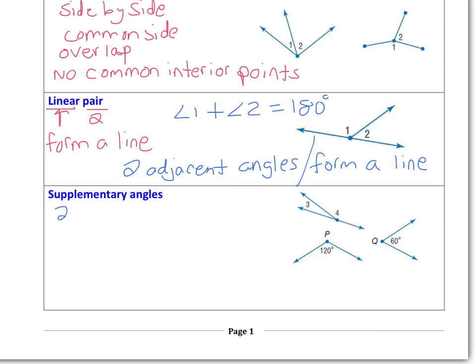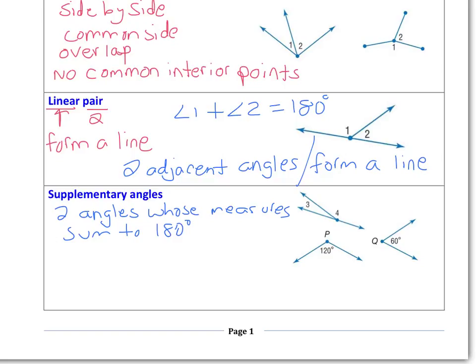So we could say two angles. Notice I didn't say adjacent angles. Two angles whose measures sum to 180 degrees. So the concept between supplementary angles and linear pair are very related. A linear pair are supplementary angles. Supplementary angles may not necessarily be a linear pair.